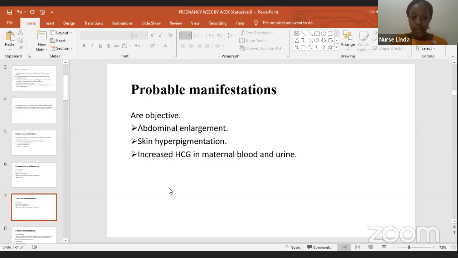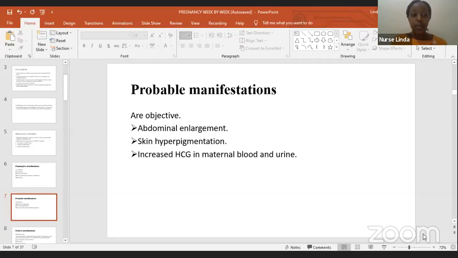Conception takes place. What we call maybe the sac where the fetus is supposed to be is there, but inside that sac, there is no live fetus. So it is just a sac and there is HCG produced. So sometimes women are tested for pregnancy. The test is positive, but they do not have a viable pregnancy. I hope you're getting me to that point.